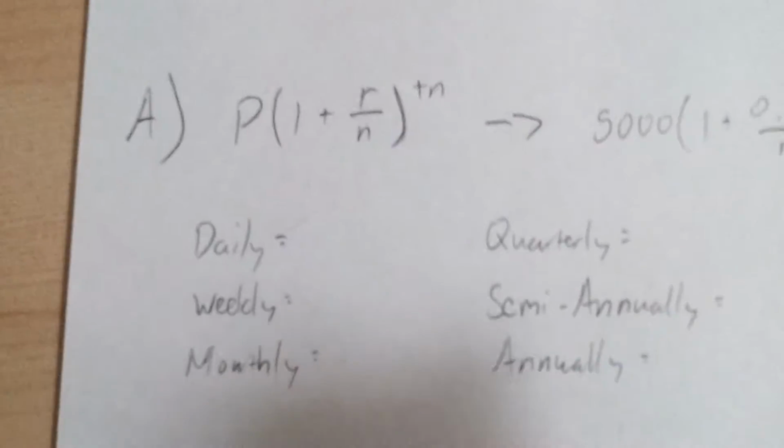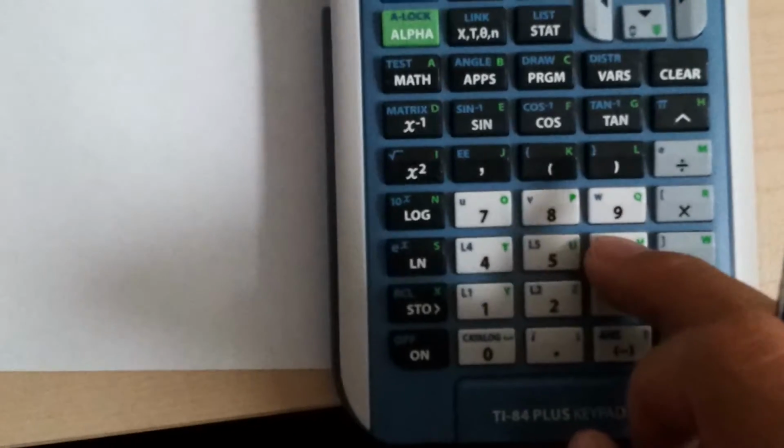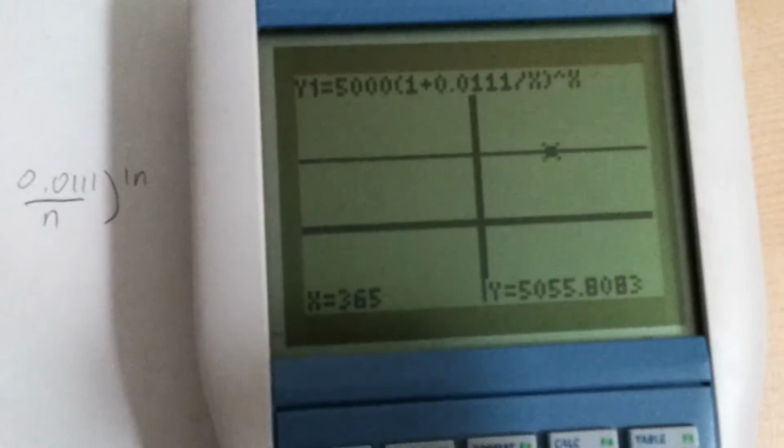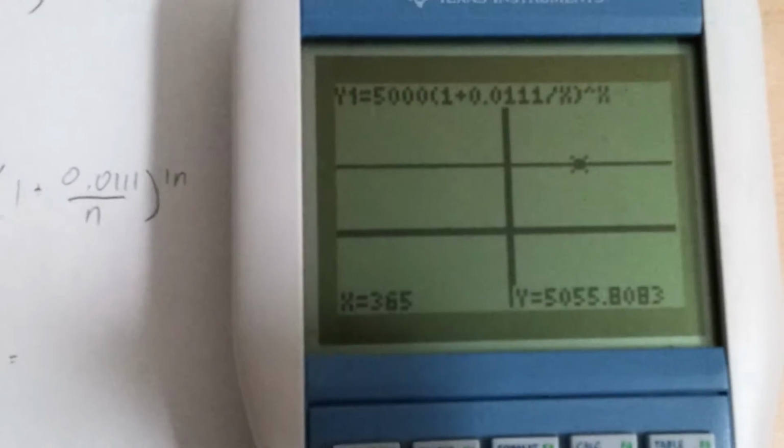And let's start with daily. So the n value or the x variable for daily is 365. So we're going to press 365, enter, and we find out it's 5,055.8083. We're going to round it to the nearest hundredth, so it's going to be 5,055.81. So we're going to write it in.